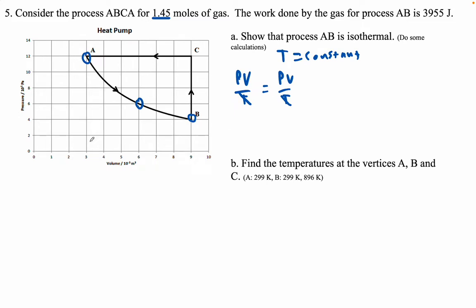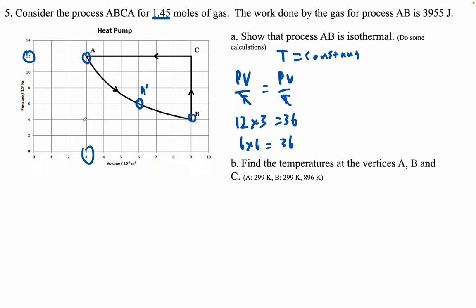This is 12 and 3. Do you see that? And notice that it's times 10 to the 5th, and this is times 10 to the minus 3rd. But that doesn't really matter. If P times V equals P times V, it does in any unit, right? Okay, so 12 times 3 is 36. Let's look at this guy here. That's 6 times 6. I'll call this point D or something like that, or A prime, right?